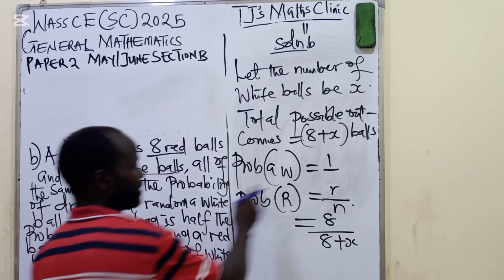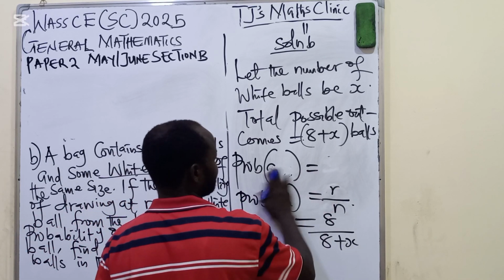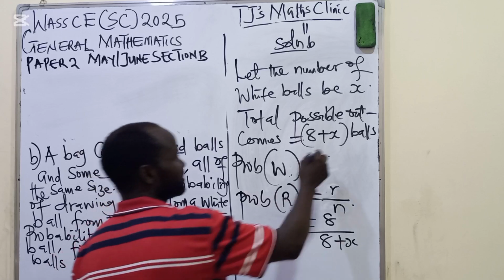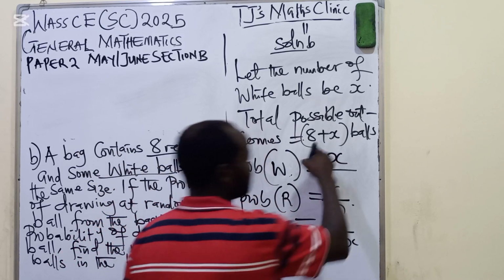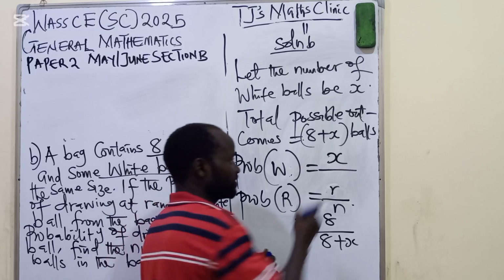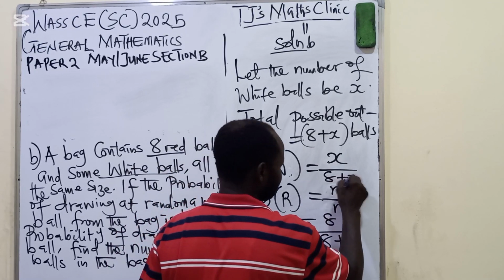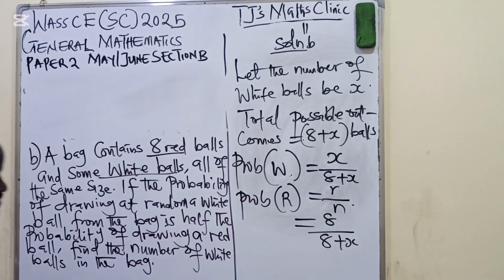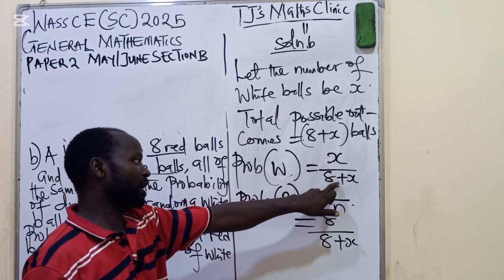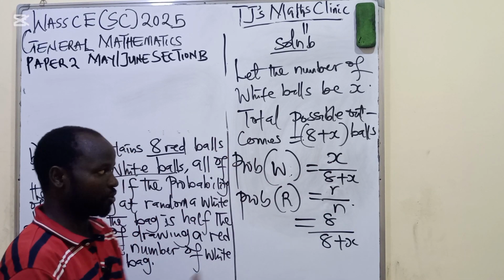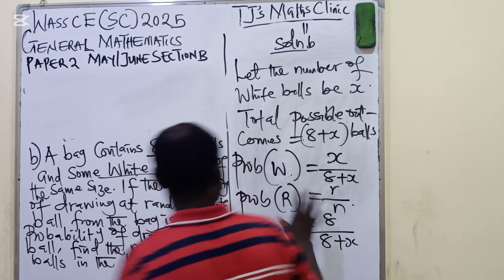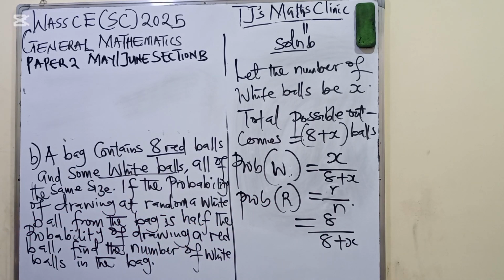Then probability of picking a white now. Let's get white first. White is X. That will be X out of the total possible outcomes. The required outcomes now is X out of 8 plus X. So we need to get this information first. Probability of drawing a white ball will be the number of white balls out of the total balls in the bag. The same thing with red. Then with this information, we can now go back to the question.